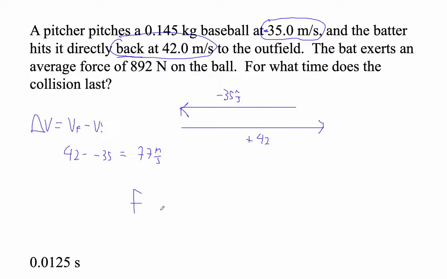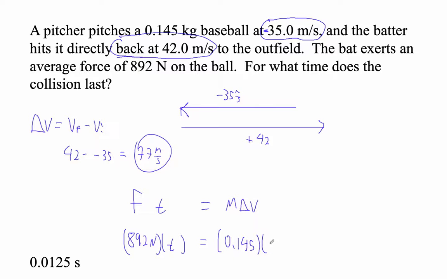So basically we're just going to go force times time is mass times delta V. The force is 892 newtons. The time is what we're solving for. The mass is 0.145, and then the delta V is this big thing there, 77 meters per second.